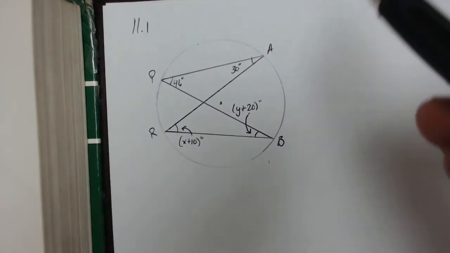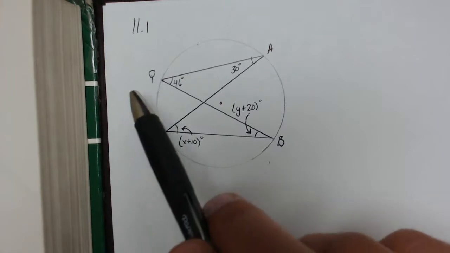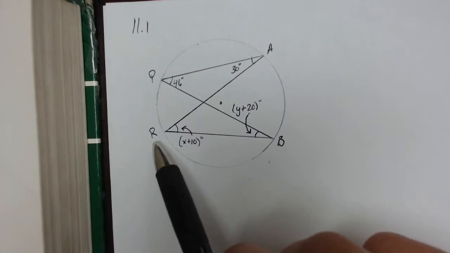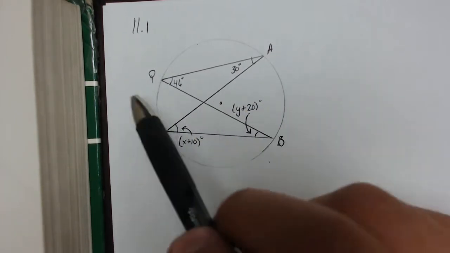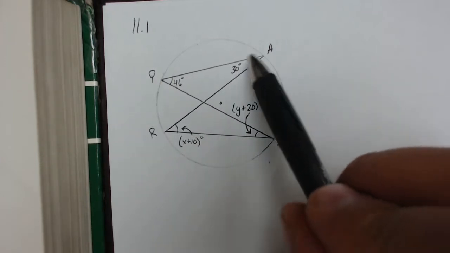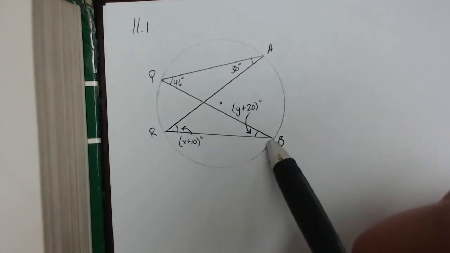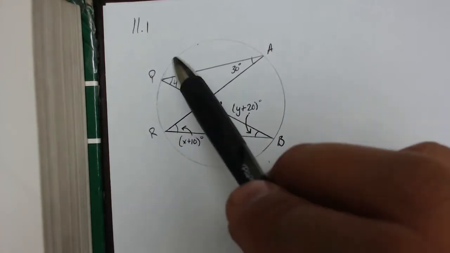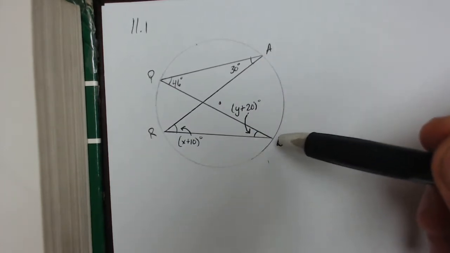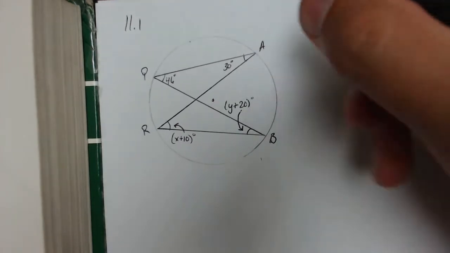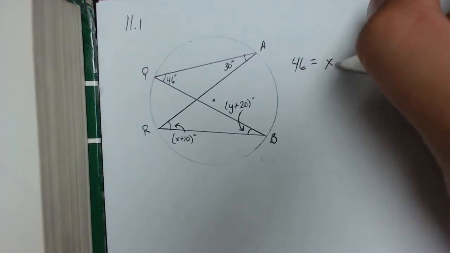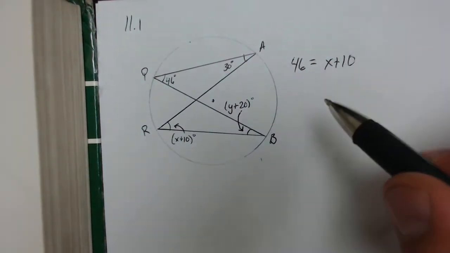The reason why they matter is because, if we look at angle P and angle R, we see that this angle subtends the same chord or same arc as angle P, and we know that interior angles that subtend the same arc are equal to each other. So we can write an equation right here. Since these two angles cut off the exact same section from A to B, they are equal. Since we know this is 46 degrees, 46 degrees is going to equal x plus 10 degrees. From there, solving for x is very easy.